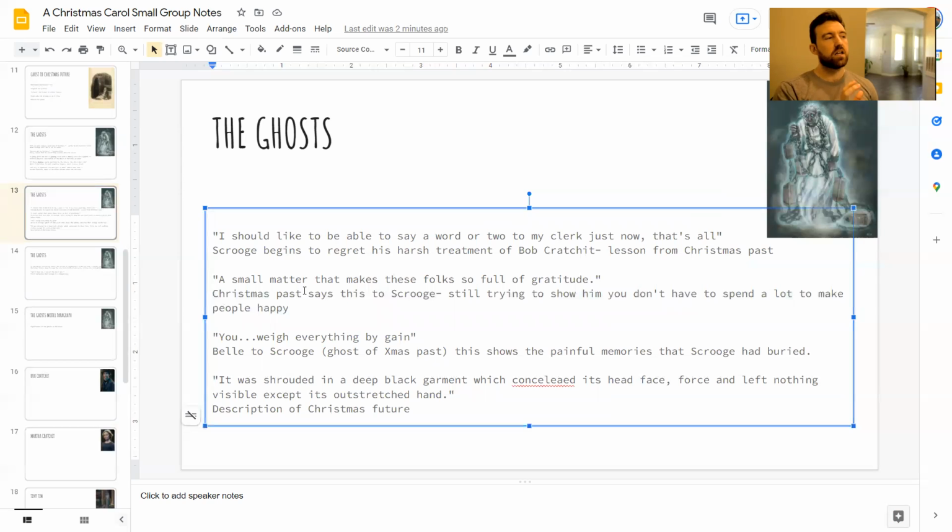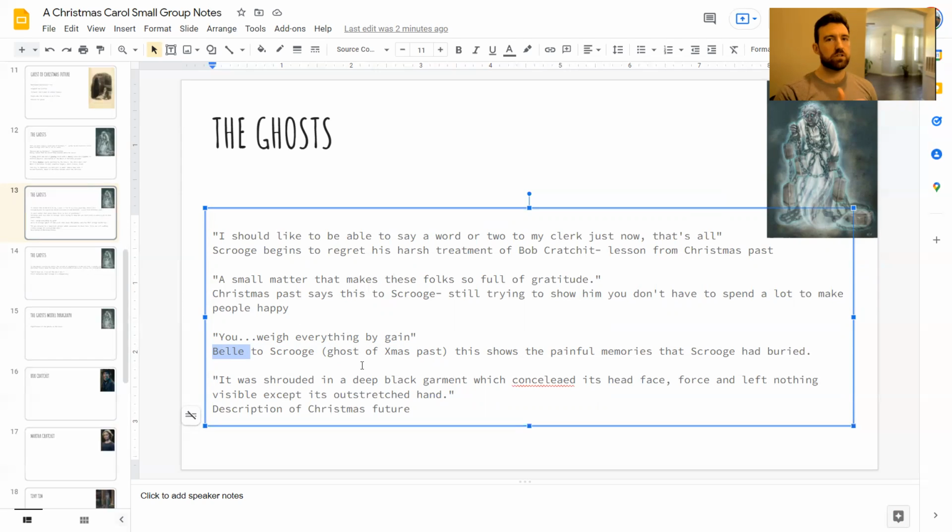So this again is really important for Scrooge's transformation. The fact that the Ghost of Christmas Past almost sort of tricks him into making himself realize, I have the power to be a nicer person to everyone and to my worker. Why am I not doing this? "You weigh everything by gain." This is from the Ghost of Christmas Past. This is when his fiancée Belle is leaving him. And it's a painful memory for Scrooge.